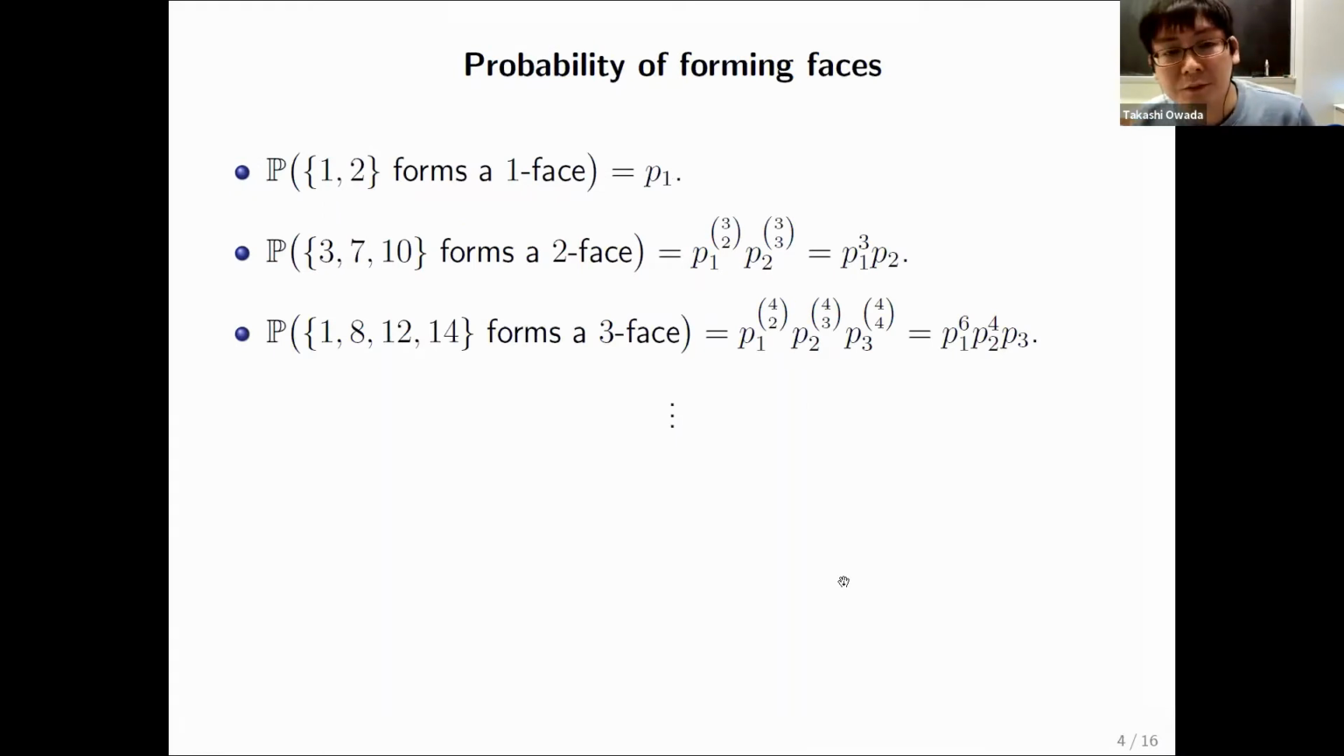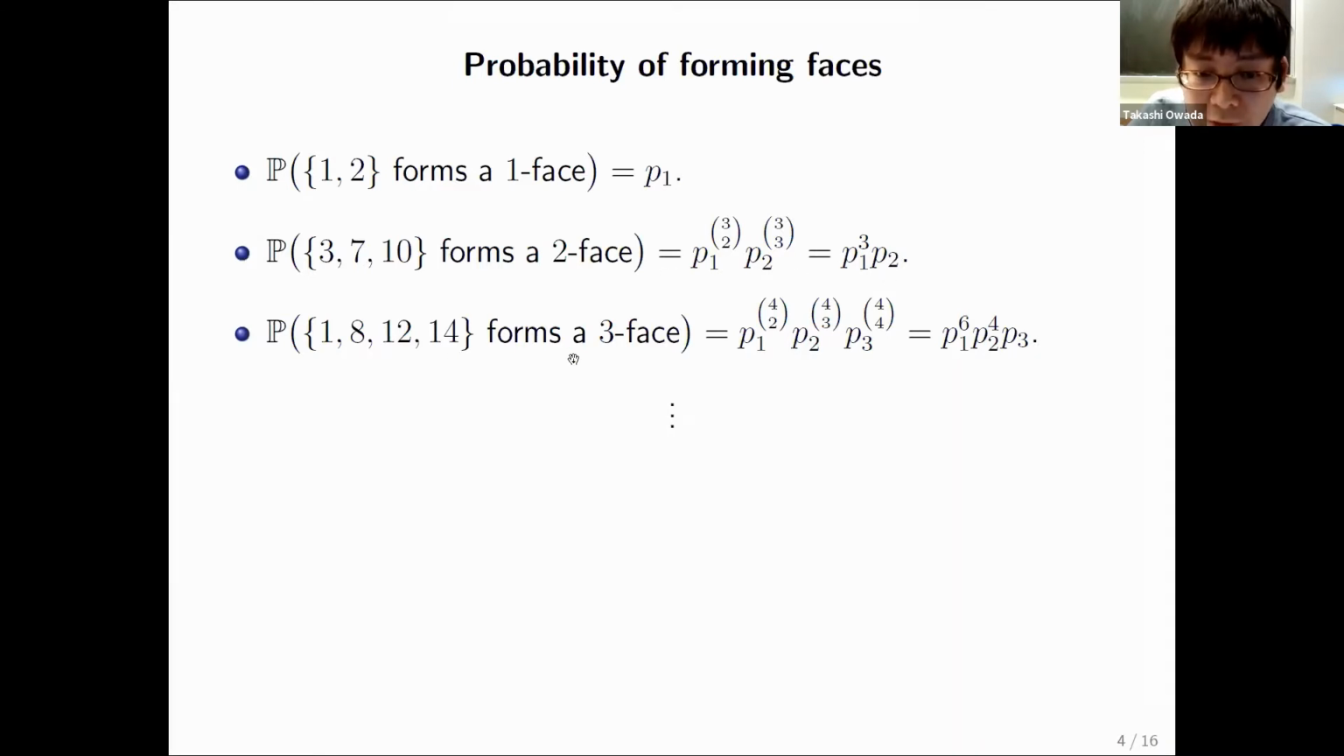So now let me describe the probability of forming faces. I want to start with the simplest one: the probability of a 1-face, or I should say the probability of an edge. This is just p_1. For the probability of 2-faces, we take 3 points, for example 3, 7, and 10. There are potentially 3 edges between the points: 3-7, 3-10, and 7-10. So we need to start with p_1 cubed. Once you have all the edges, we are supposed to fill in the triangle with probability p_2.